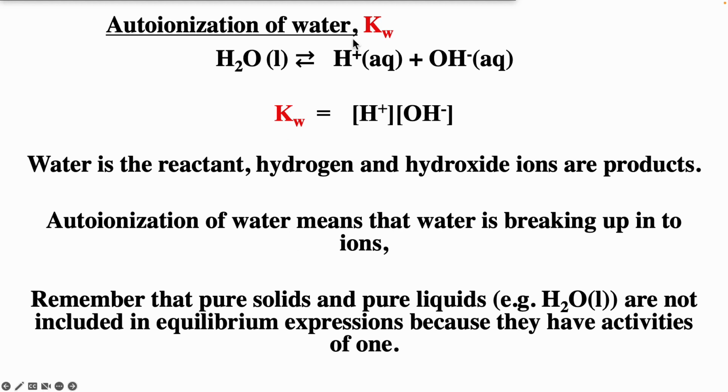For autoionization of water, Kw, you have water going to hydrogen ions and hydroxide ions. If we write down the equilibrium expression, we have products over reactants. Pure solids, pure liquids do not appear. And so we have just Kw is equal to hydrogen ion concentration times hydroxide ion concentration.